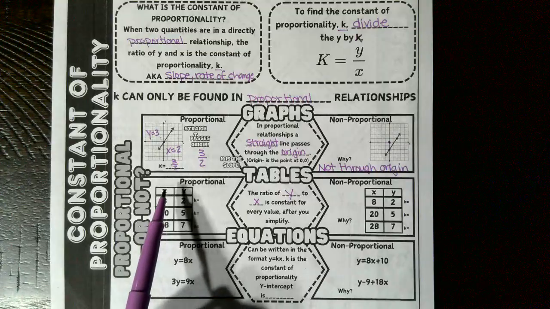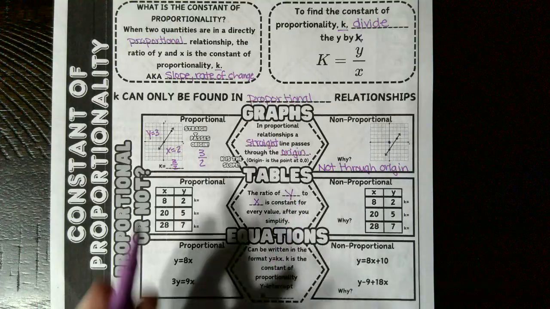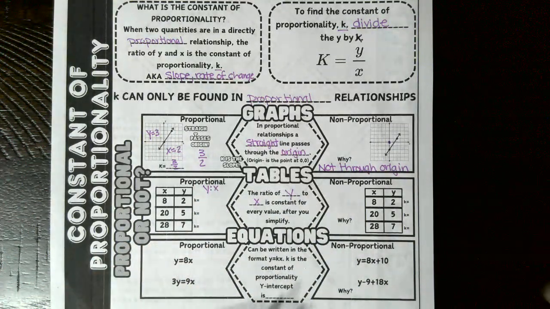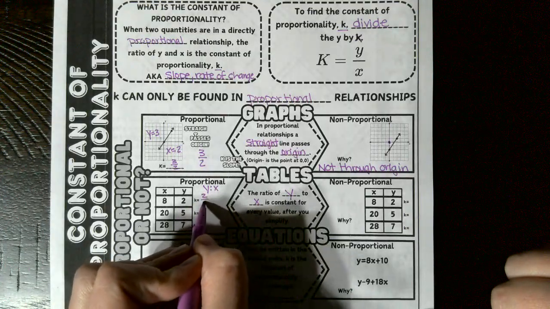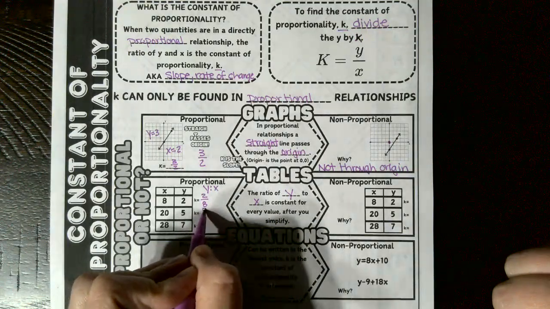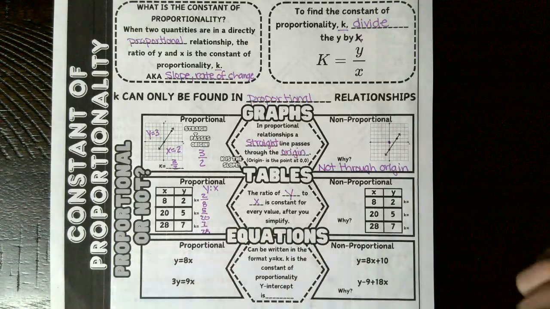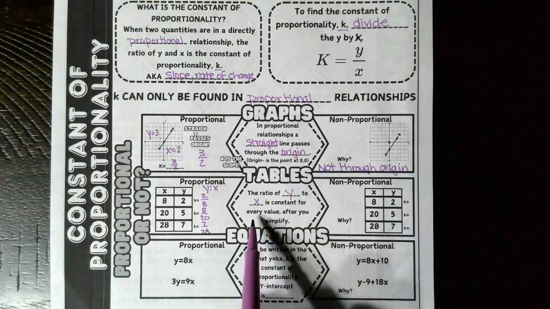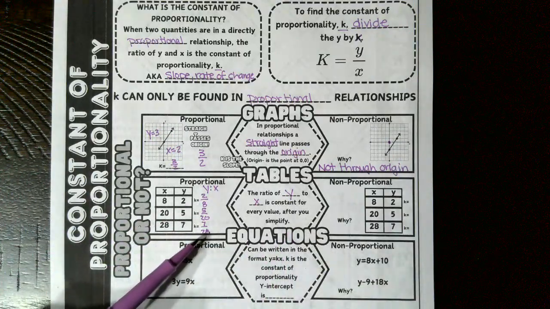And I'm looking at x is 8, y is 2, but it says the ratio of y to x. So remember, y to x. But if I'm writing it as a proportion, I'm going to write it in fraction form. So I'm going to write it as 2/8. Then I'm going to write this one as 5/20. And then I'm going to write this one as 7/28. But these can be simplified down, right? So as long as the constant for every value after you simplify is the same, then you know it's proportional. Because right now it doesn't look proportional.